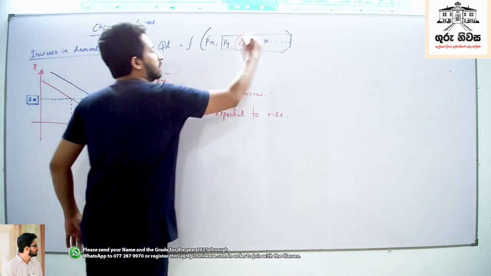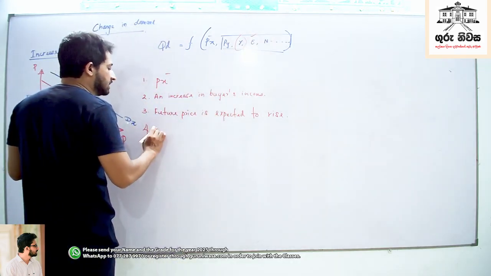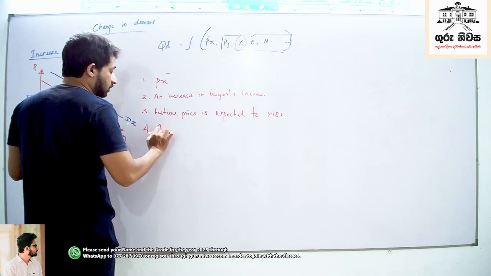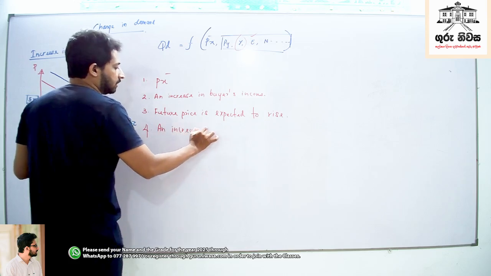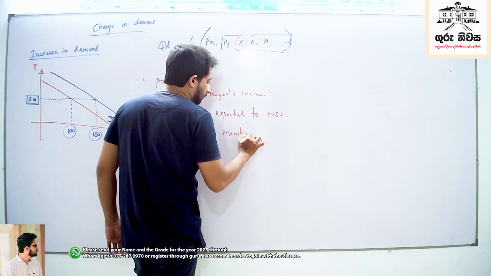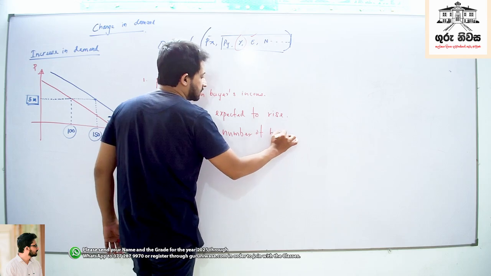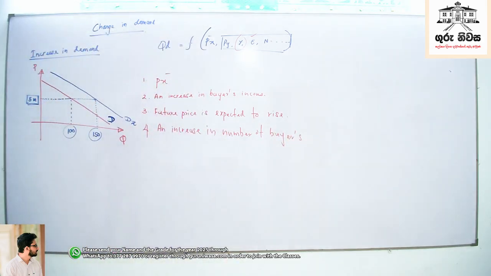Then this possible reason: an increase in the number of buyers. Lamai, if the number of buyers increases in the market, there will be a huge demand for our product, causing the demand curve to shift to the right side.